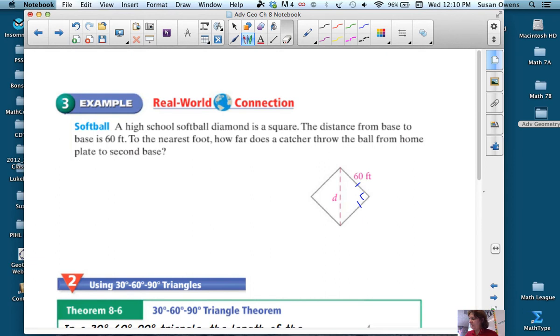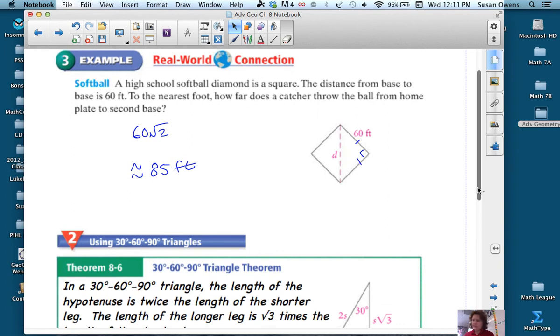So we're finding the hypotenuse. This is going to be 60 times root 2. Because it says to the nearest foot, we want to put this in our calculator. If I take 60 times the square root of 2, to the nearest foot, I get 85 feet. So about 85 feet.